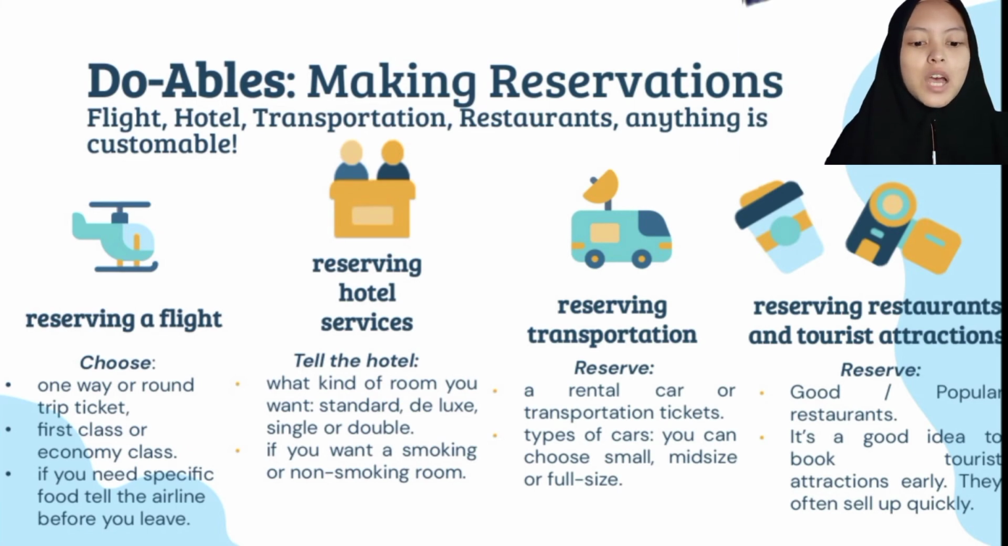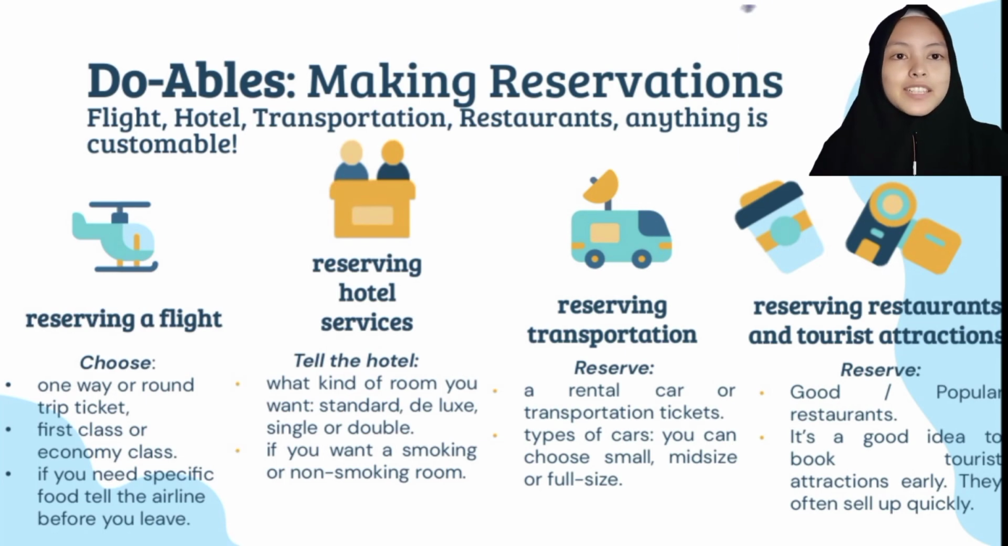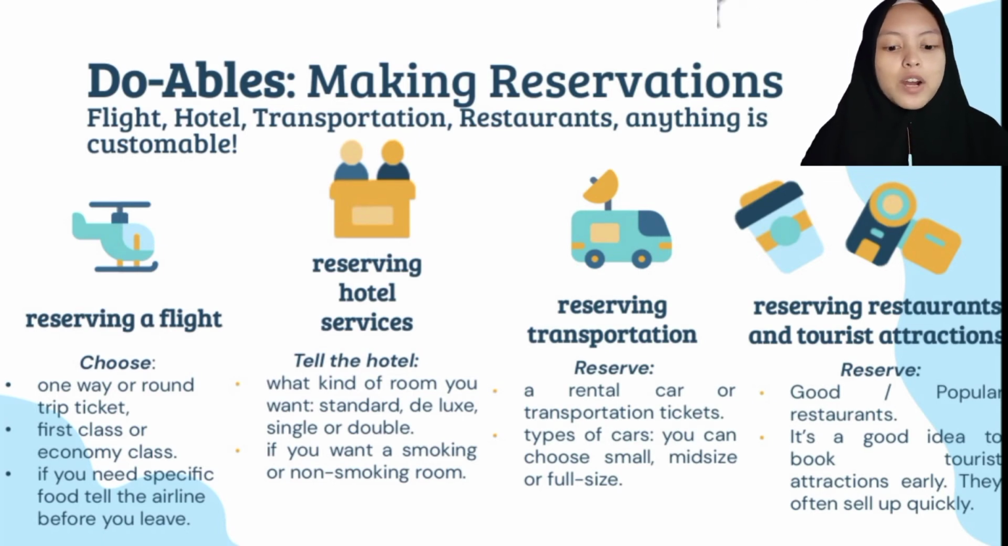Well, let's get to another point in these materials, that is the doables while we are making reservations. It includes flights, hotels, transportation, restaurants, and basically anything that you can reserve is preferable and also customizable for you according to your preference, of course. For example, when you need to reserve a flight, you can choose a one way or round trip ticket, or first class or economy class. And even if you need specific food, you can simply tell the airline before you leave.